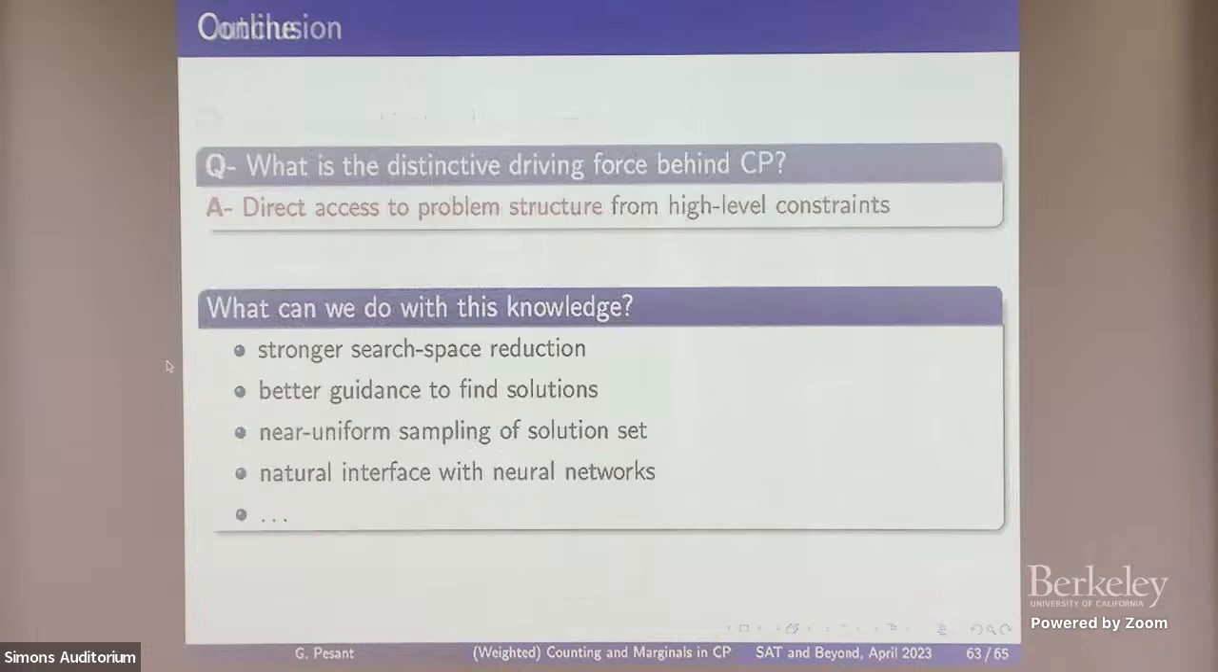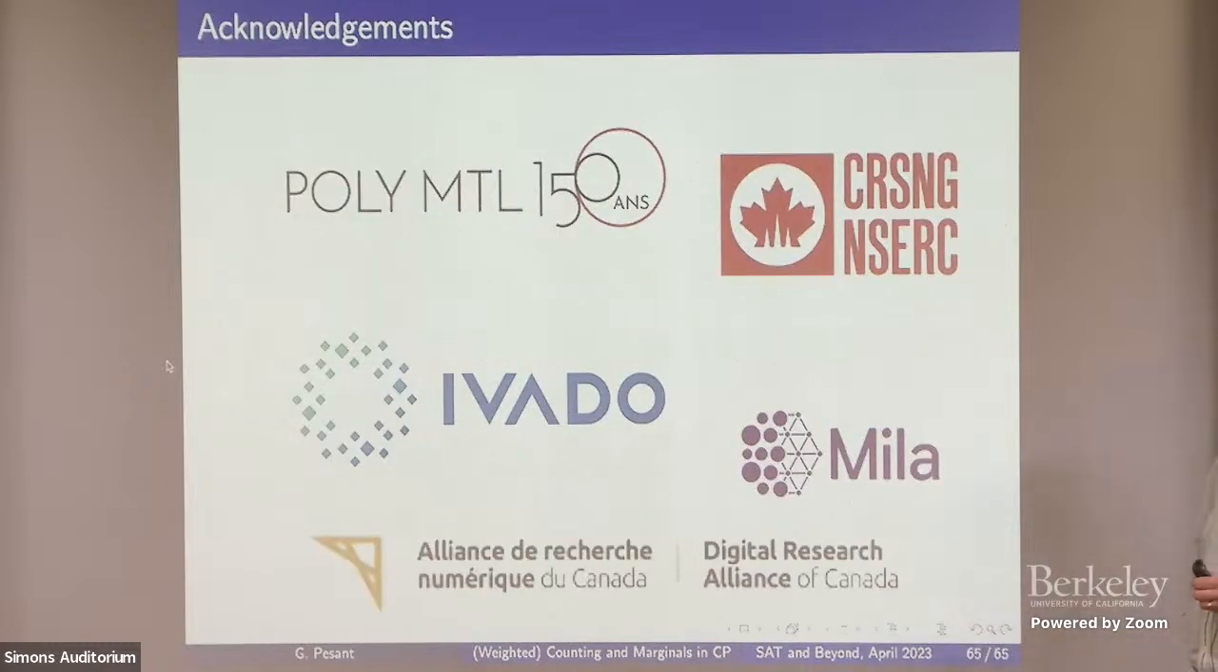Okay, so to conclude, my message again: why does CP stand out? I think it's that direct access to problem structure from the start, high-level constraints in the model. And the more you can do with these, the more opportunities you may have. I haven't talked about it, but we could do stronger search space reduction, so higher levels of consistency, and better guidance to find solutions. I've mentioned that. Possibly sampling, a natural interface with neural networks, and possibly even more. Okay, that's all I have to say. Thank you.